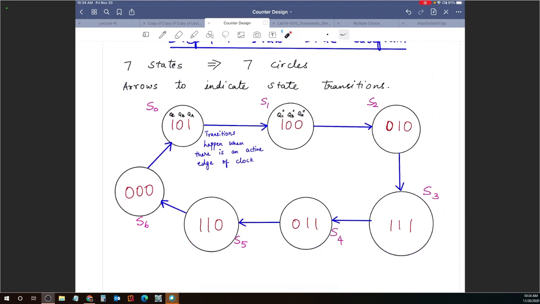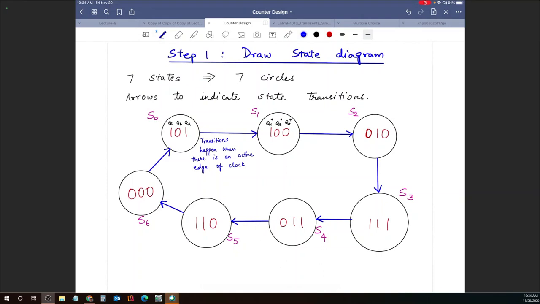Remember, we did not do one case here. Let me finish what we did here first. So step one was to draw the state diagram in which we represented states with circles and then arrows to indicate the state transitions.